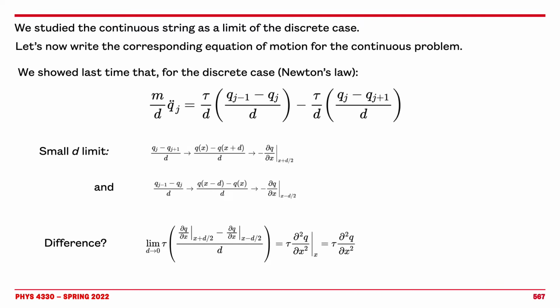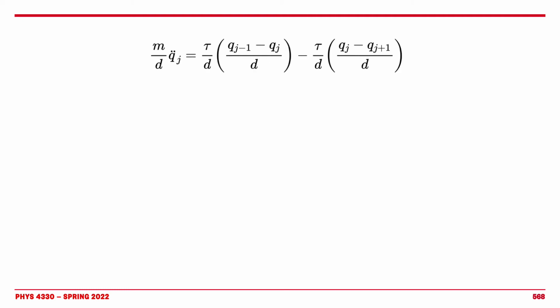But we did a big job there. We already expressed the right-hand side as a second derivative of q with respect to x squared. So we are almost done. Not quite, but almost done. So let's finish what we need to do.